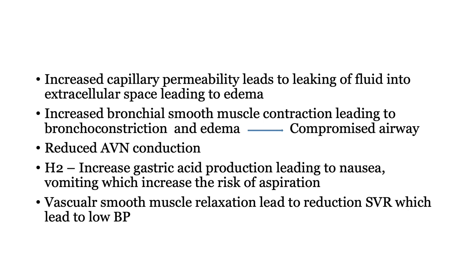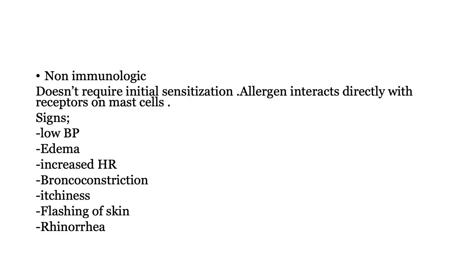So the H2 receptors are usually found in the stomach, and this will cause an increase in gastric acid production, which will cause nausea and vomiting, which will lead to an increase in the risk of aspiration. So vascular smooth muscle relaxation leads to a reduction in systemic vascular resistance, which will lead to reduction in pressure. That is how the immunologic works.